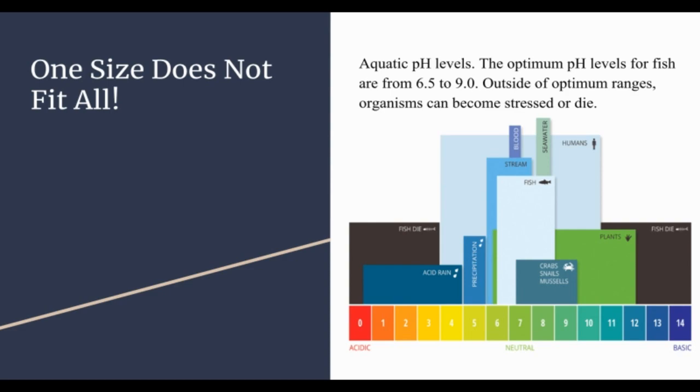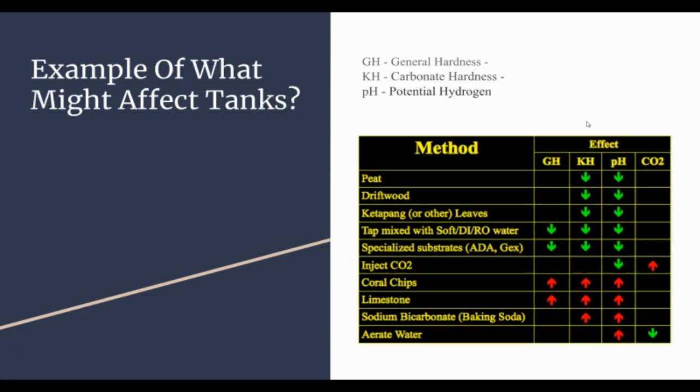But I use the plop and drop method. Maybe they acclimated, I don't know. But anyway, let's just get past all this. All right, example: what might affect tanks?